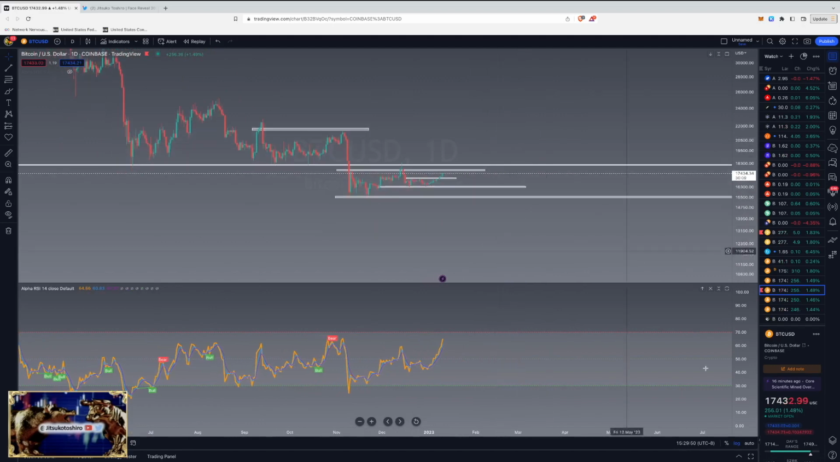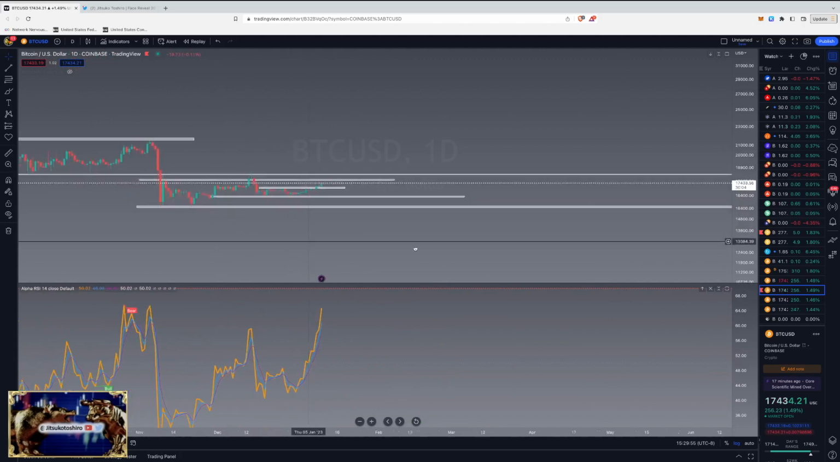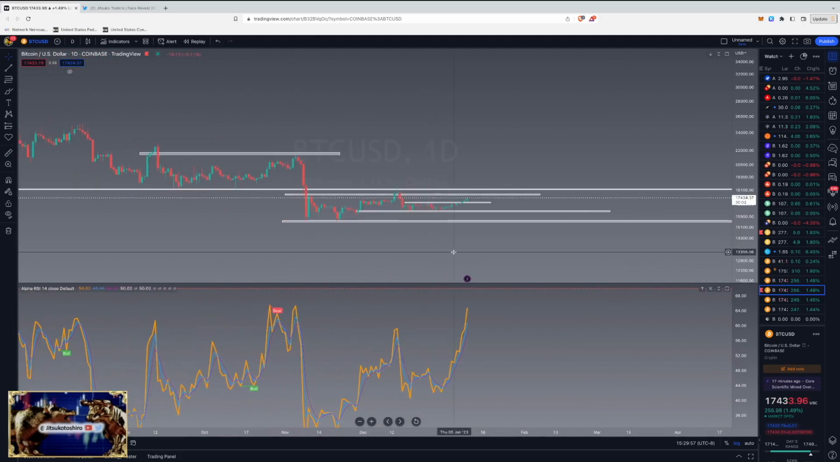I strictly stuck with Bitcoin because obviously Bitcoin is king. Once Bitcoin is capitulated, I can guarantee that all alts will capitulate as well.